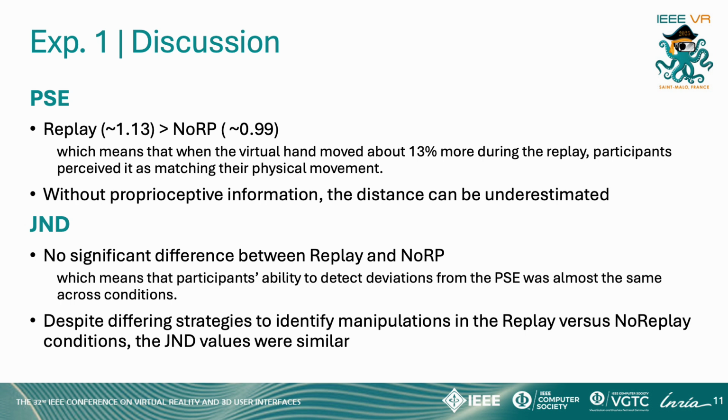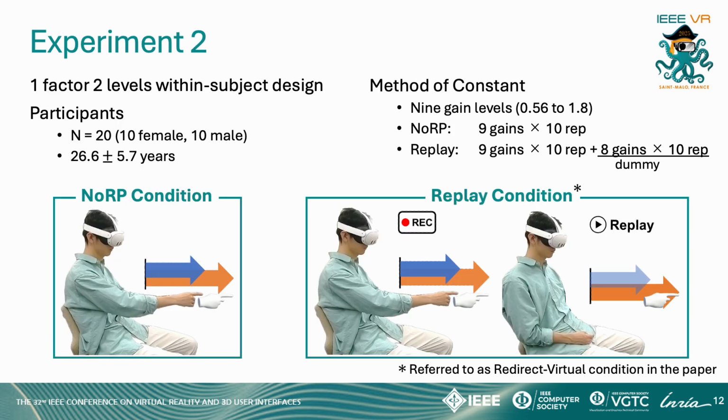Meanwhile, regarding the JND, there was no significant difference between the replay and no replay conditions. This suggests that participants' ability to detect deviations from the PSE was almost the same across conditions. Even though participants used different strategies to identify manipulations in the replay versus no replay conditions, the JND values were similar. Next, let me move on to Experiment 2.